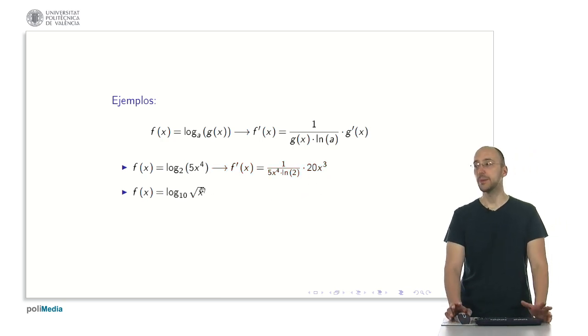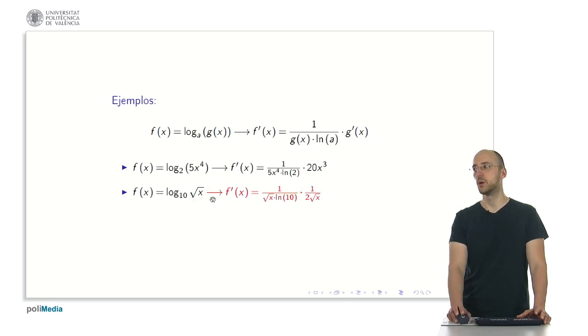Let's see another example. The logarithm to the base 10 of the square root of x. We identify a, which is equal to 10, and g of x is the square root of x. Therefore, its derivative applying this rule would be 1 over the square root of x. The function that is here goes directly to the denominator, multiplied by the natural logarithm of the base, times 1 over 2 times the square root of x. Where does this come from? It is simply the derivative of the square root of x.